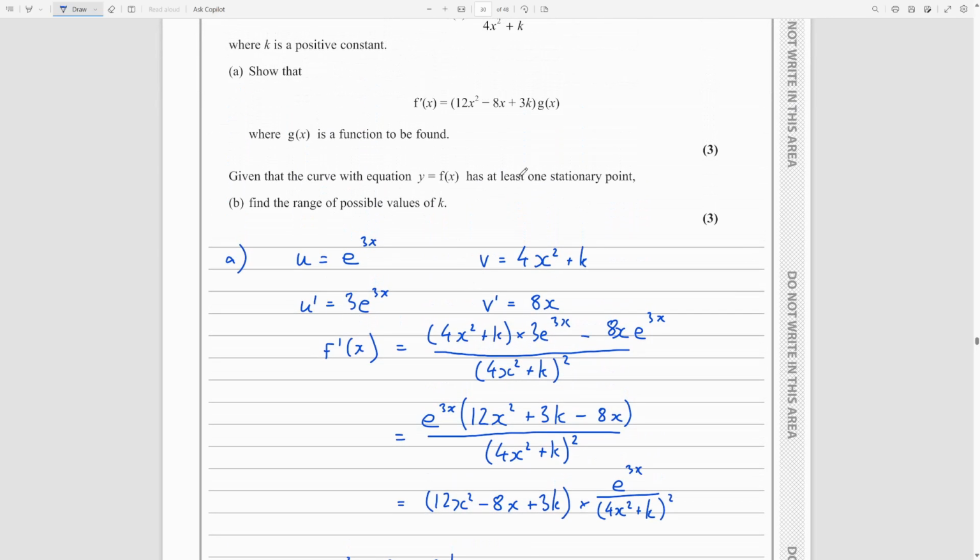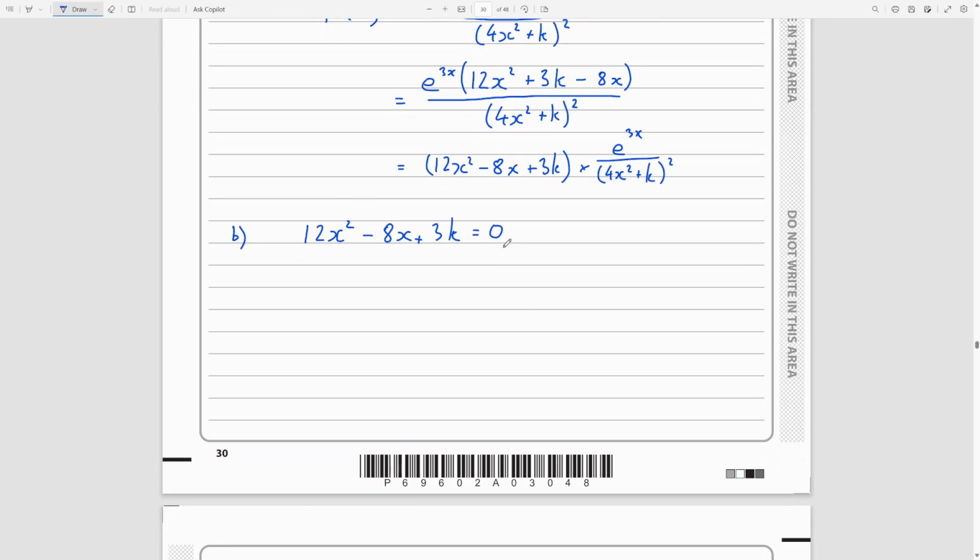They've told us that there is at least one stationary point, so this must have at least one solution. Now that's just a quadratic. Quadratics with at least one solution have the property that their discriminant, b squared minus 4ac, is greater than or equal to 0. If it's greater than 0, it's got two solutions. If it's equal, it's got one.